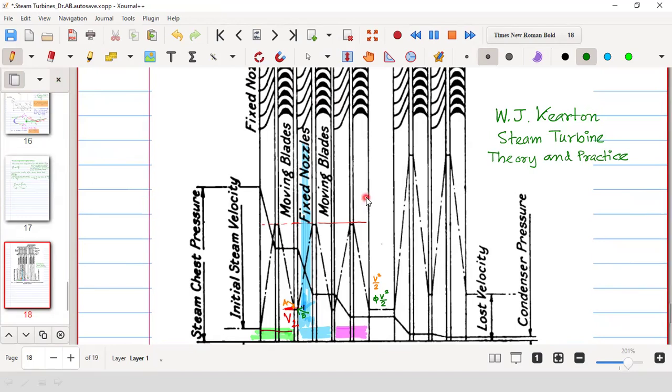Okay. Yes, please, Shovik. Yes. Carryover coefficient, should I repeat?